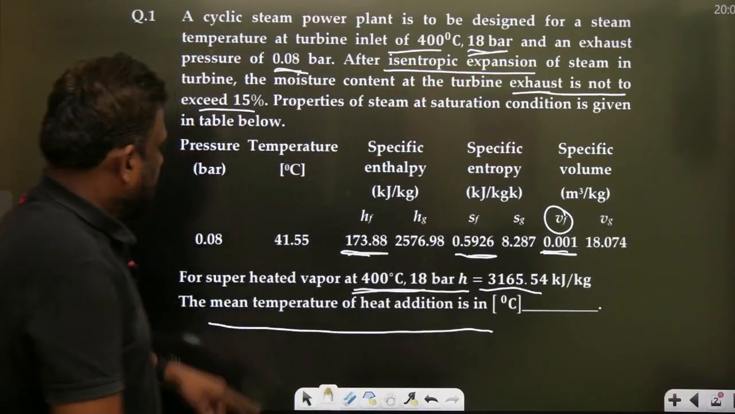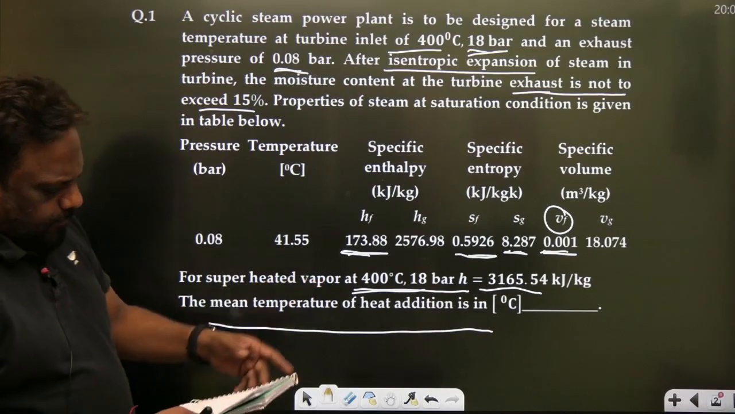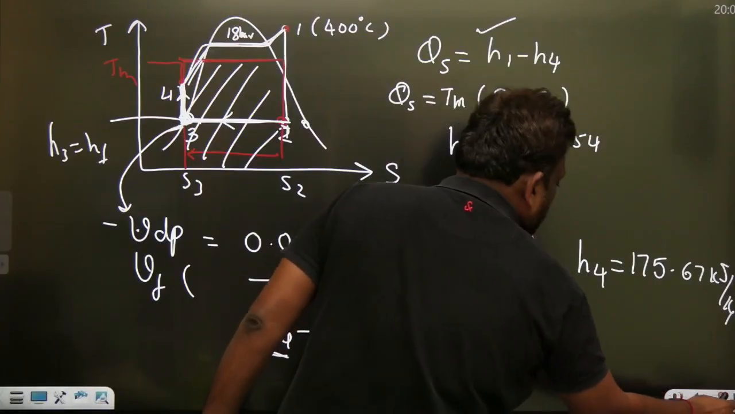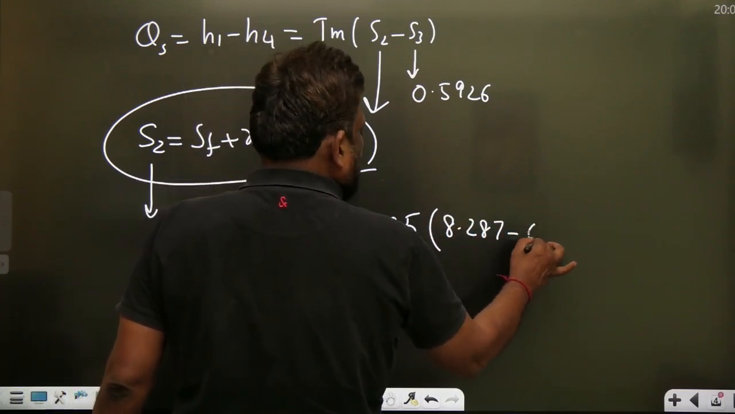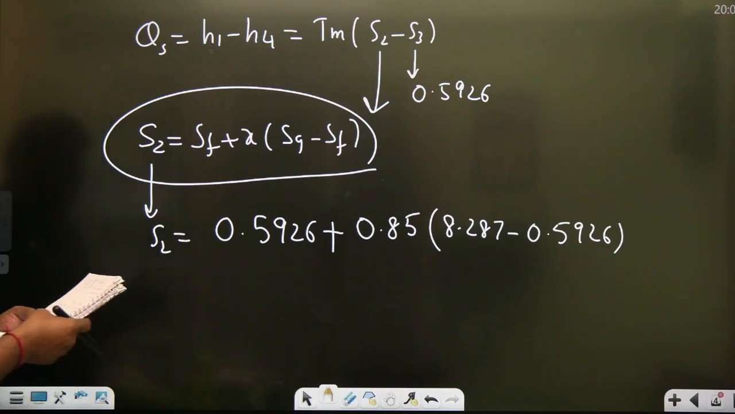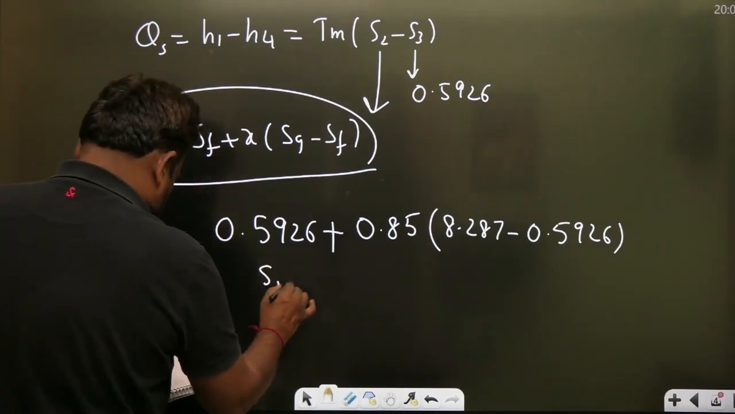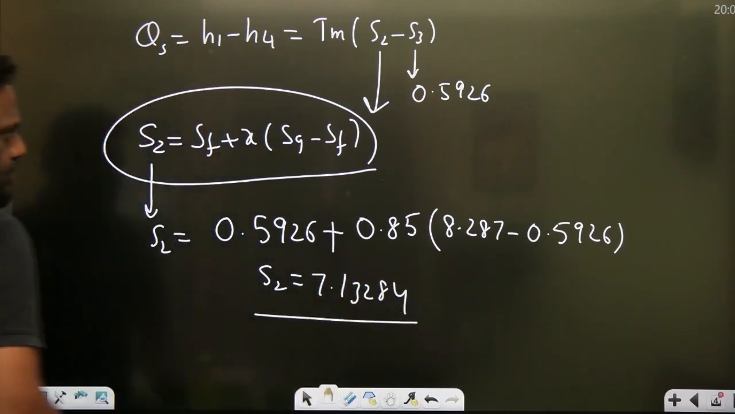What is SG, sir? SG is given as 8.287, exactly. 8.287, and this is 0.5926. So if I calculate S2, 0.5926, 0.85, you will get S2 as 7.13284. S2 value is known.